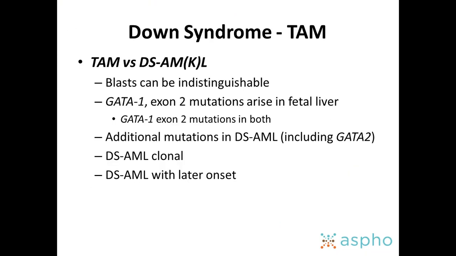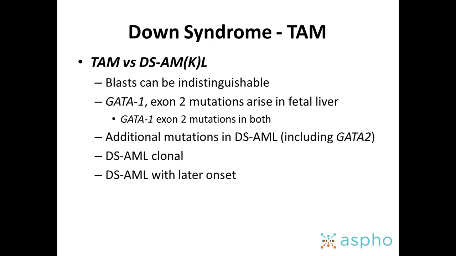All right, so how is TAM different from Down syndrome AML? So the blast can be indistinguishable, okay? The GATA1 exon 2 mutation will arise in the fetal liver in TAM, but it'll persist in Down syndrome AML. Usually in AML, you'll have additional mutations besides the GATA1, and the difference is that it's leukemia. It's not just myeloproliferative. So just kind of think about it. It makes sense that you basically have this precursor in the TAM that then takes a few additional hits to become AML.